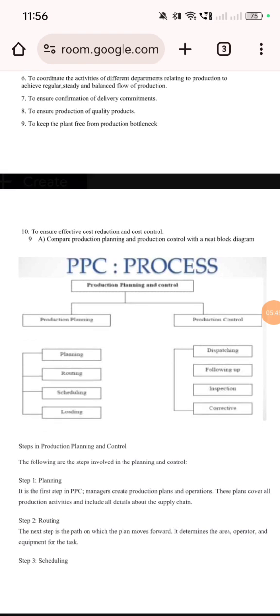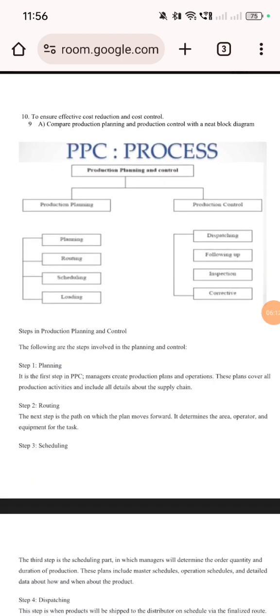Next question, compare production planning and production control. What is meant by production control? Production control and production planning. What is meant by production planning? Production planning and control are two strategies that work closely in manufacturing.